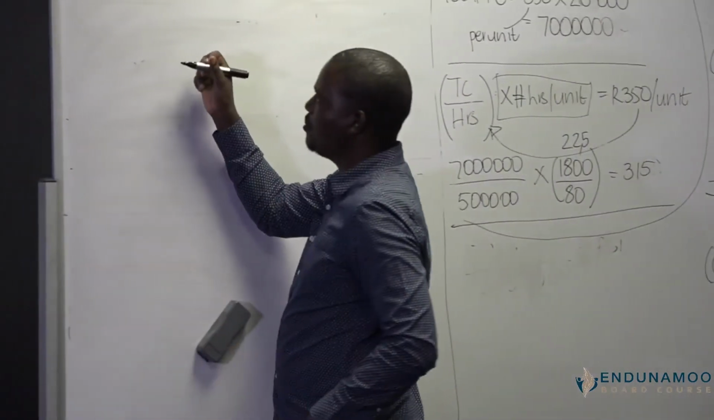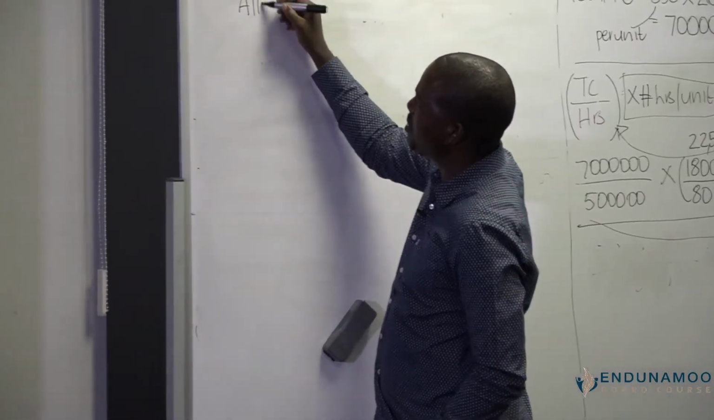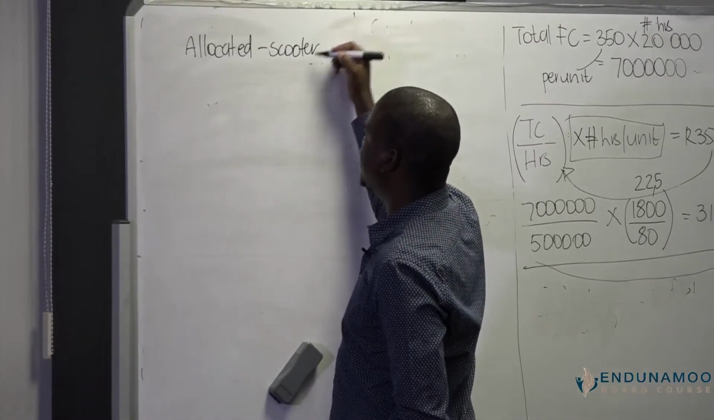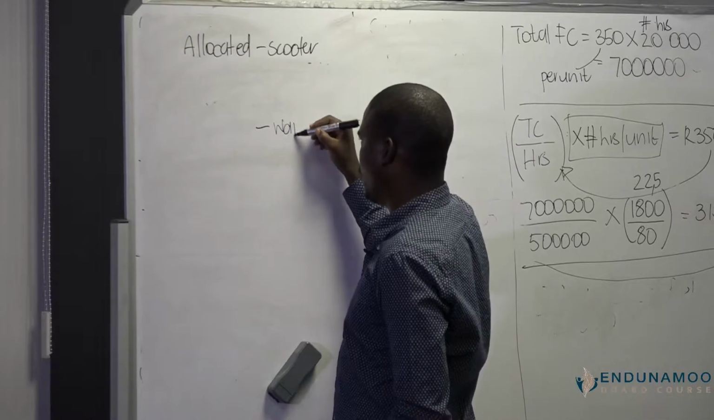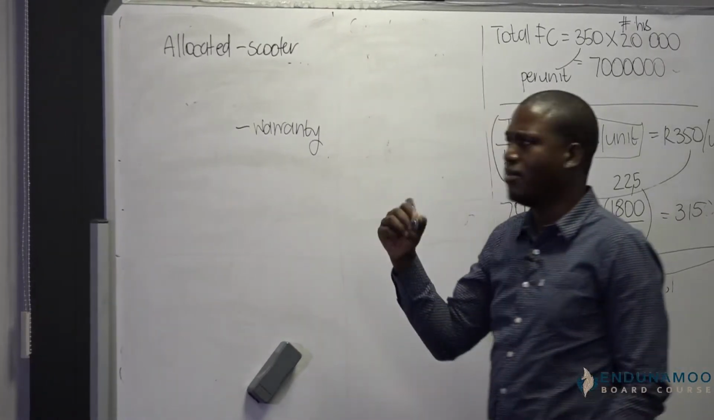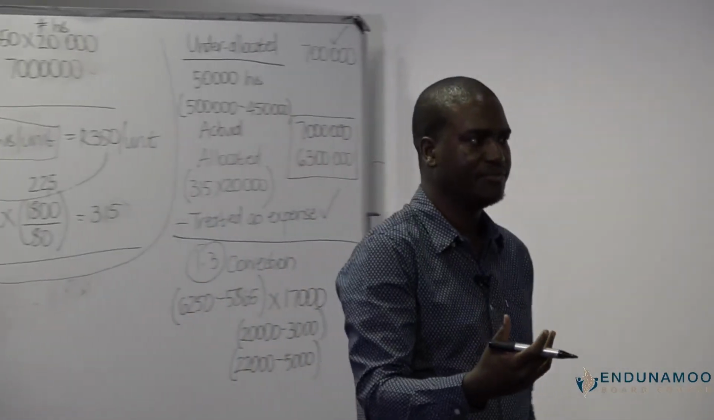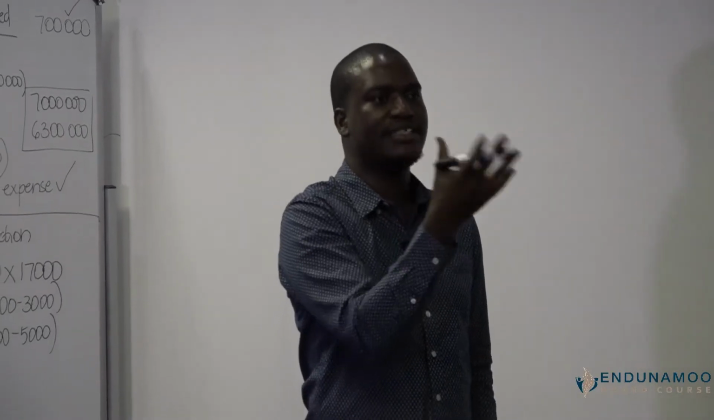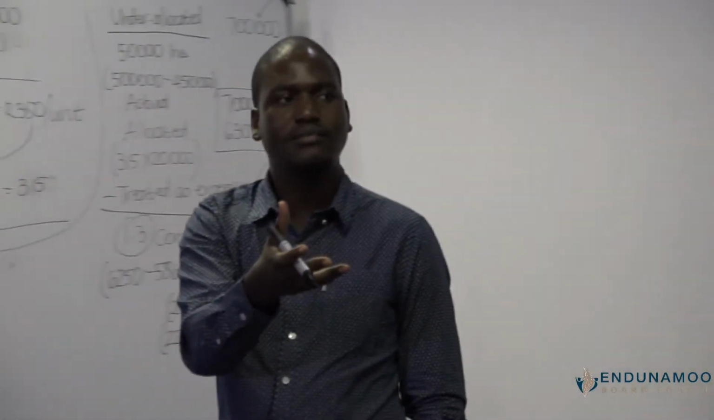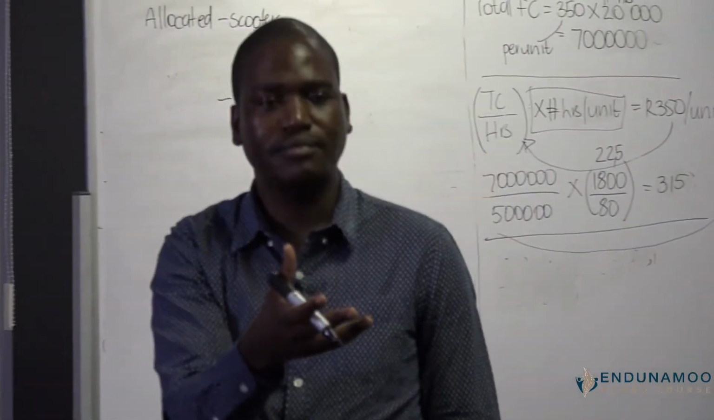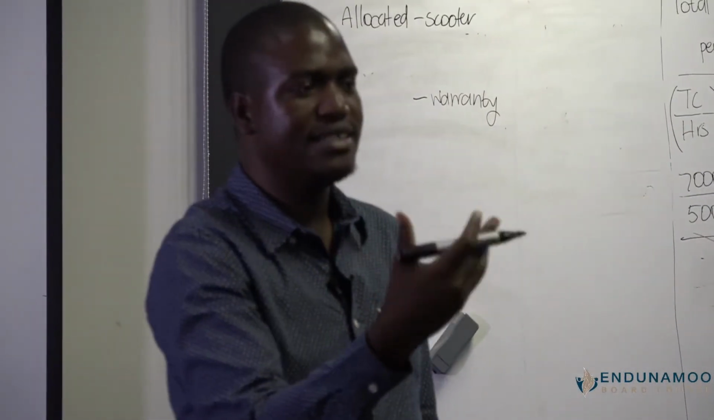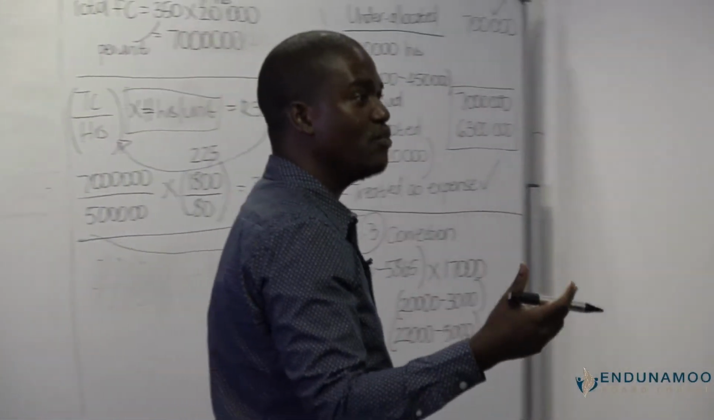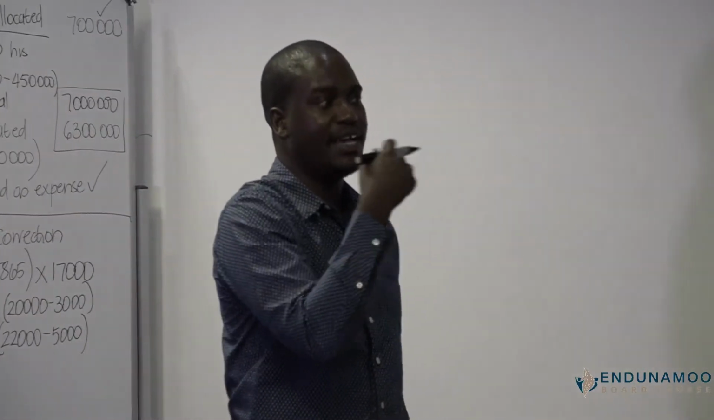How much revenue should be allocated to the scooters? And how much should be allocated to the additional warranty? What is the principle of allocating? We allocate on standalone selling price. What is the standalone selling price? Let's define it. So we allocate based on standalone selling price, which is the external selling price of the item.